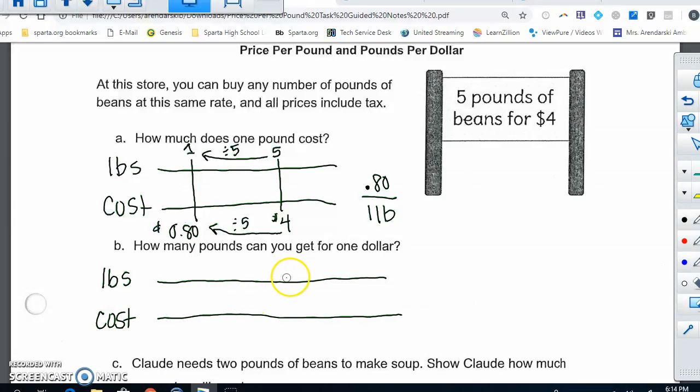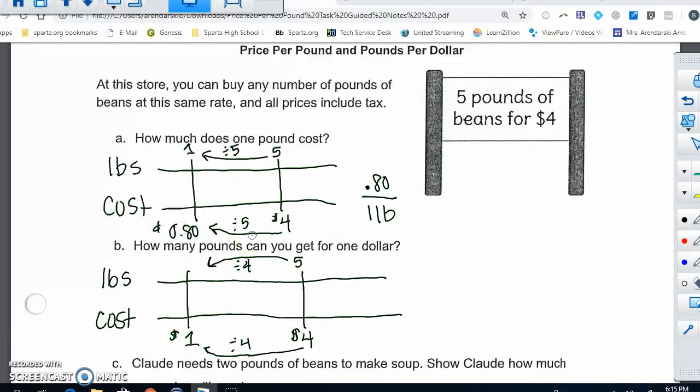Okay. Again, we have the same information. We know that 5 pounds is $4. But this time, we want to find out how many pounds for $1. So on my double number line, I'm going to put 1 in the dollar portion. So now the relationship is different. I want to divide by 4. And the same thing up top.